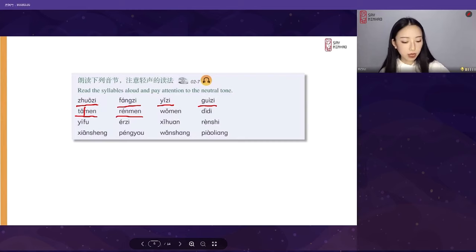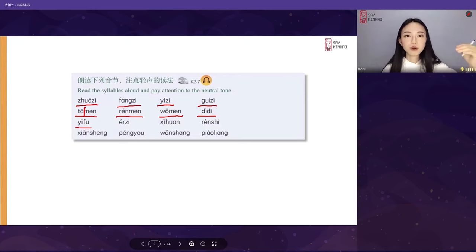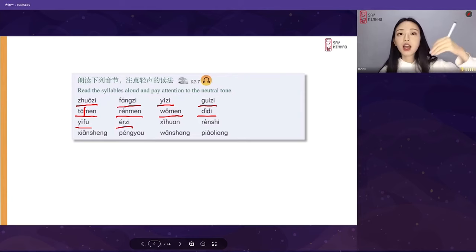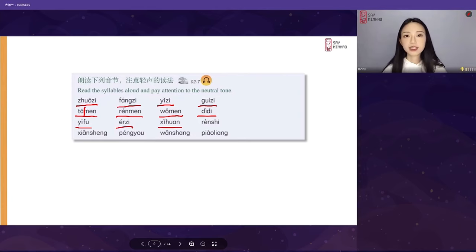Okay, this one. How to read it? 他们. Next one is 人们, 人们. Next one after the third tone, 我们, 我们, 我们. Okay, last one is 弟弟, 弟弟. Okay, next, 衣服, 衣服. Next one is 儿子, 儿子. Next, 喜欢, 喜欢.